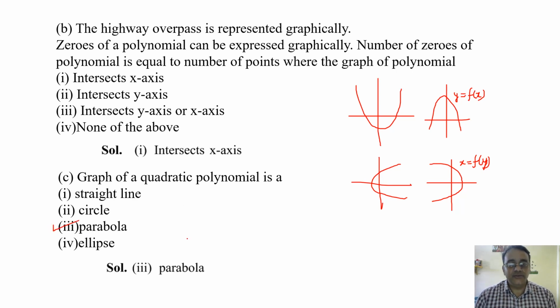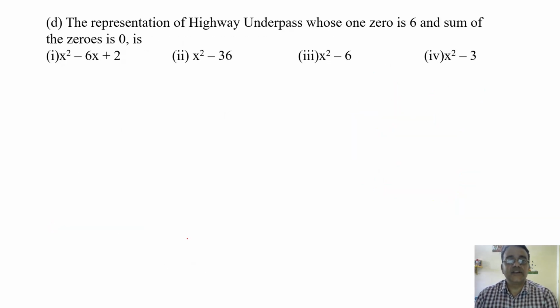Right. So now we are moving towards the next question. The representation of highway underpass whose one zero is 6 and the sum of the zeros is 0 is dash. Right. So we have formula that x square minus sum of zeros into x प्लस प्रोडक्ट. तो सम तो 0 दिया हुआ है, राइट? तो ये वाला गलत हो गया. ओनली दिस टू आर पॉसिबल. अभी प्रोडक्ट चेक कर लो, ये सारे प्रोडक्ट्स हैं.